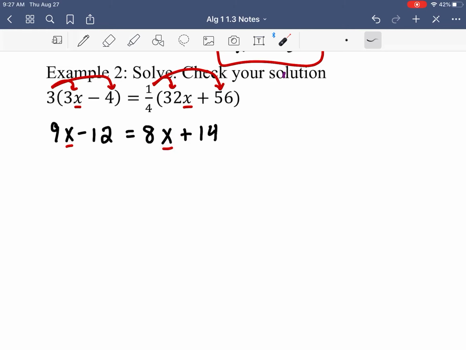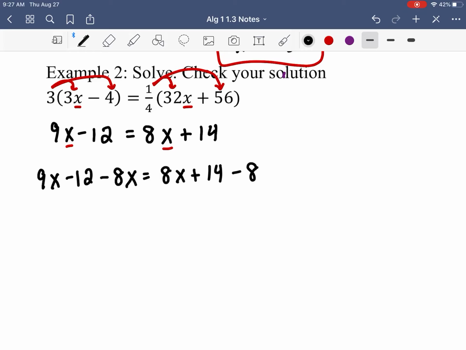So it's a positive 8x, so to get rid of that positive 8x, I'm going to have to subtract it. So I'm going to have 9x minus 12, and I'm going to subtract 8x, equals 8x plus 14 minus 8x. So as you can see, there's my left side of the equation, there's my right side of the equation, and then I just have that extra subtract 8x from both sides.